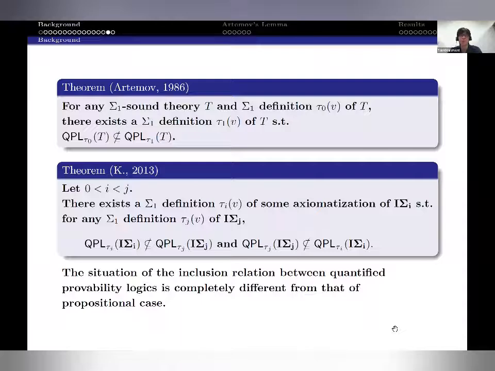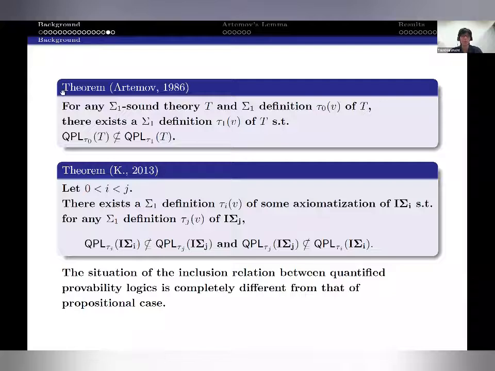Then Ultima proved that for any Sigma-1 sound theory T and Sigma-1 definition tau_0 of T, there exists a Sigma-1 definition tau_1 of T such that QPL_tau0 of T is not included in QPL_tau1 of T. Please notice that tau_0 and tau_1 define the same theory T. So I think this is a somewhat surprising result.